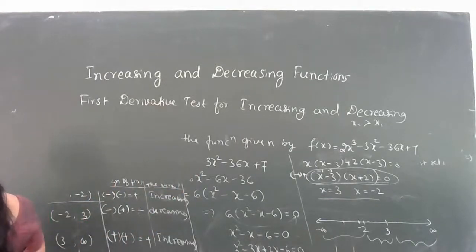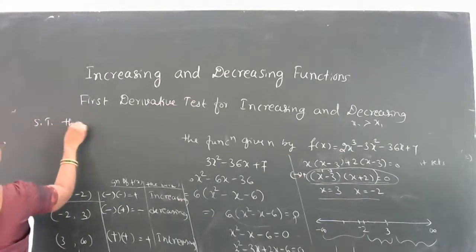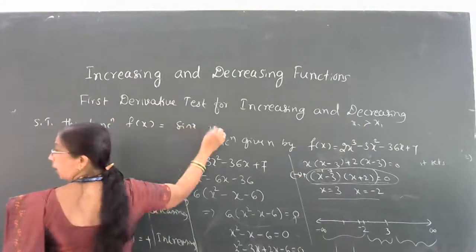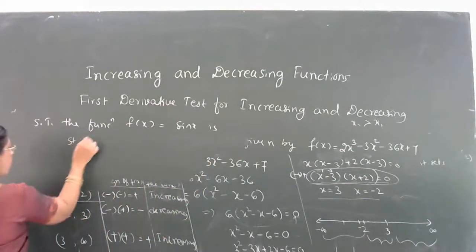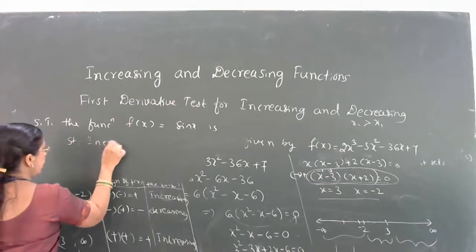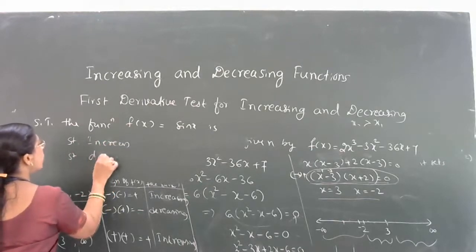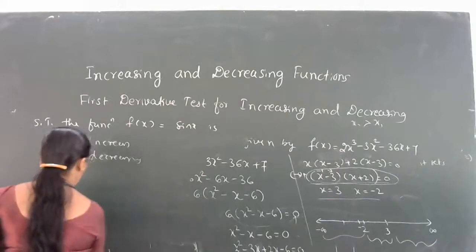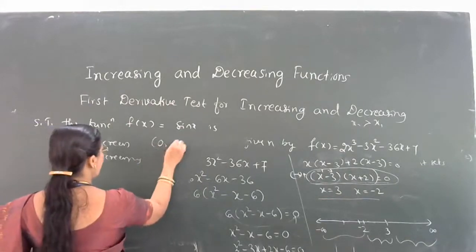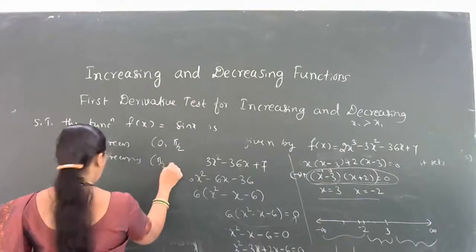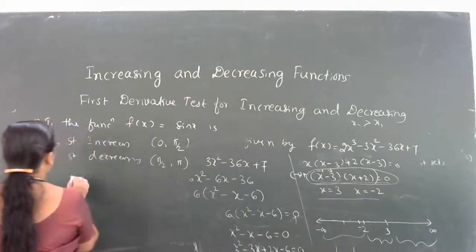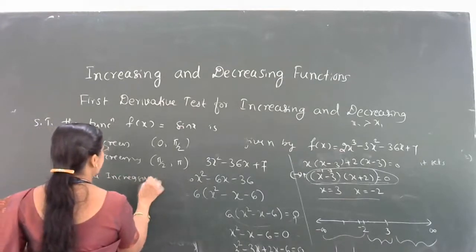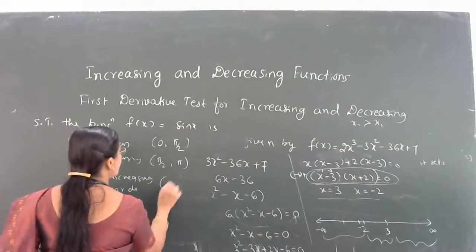Show that the function f of x equal to sin x is strictly increasing, strictly decreasing, or neither increasing nor decreasing. Here it is increasing on 0 to pi by 2, decreasing on pi by 2 to pi, and neither increasing nor decreasing on 0 to pi.